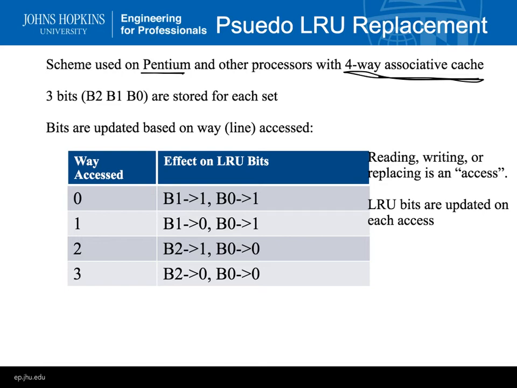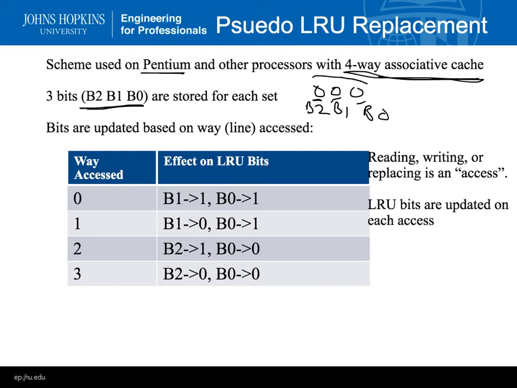So what if you had a miss? You go get the data from memory, and you want to put that data in the cache, and you map it to the set number, and the set is full. So you have to figure out, what are you going to evict? And so you're going to use these 3 bits. That's bit 2, bit 1, bit 0. So if you were describing the number, this would be B2, B1, B0.